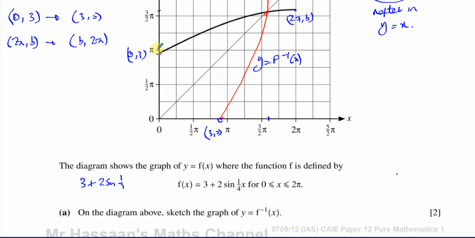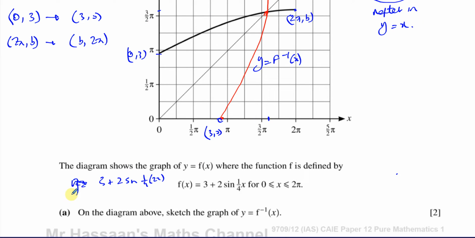Okay, we know that point. If we were trying to find this point here, we would put x as 2 pi. If we're trying to find the y value of this point, we would put x as 2 pi. You'll have 3 plus 2 times sine of a quarter times 2 pi. That will tell you the y value of this point.